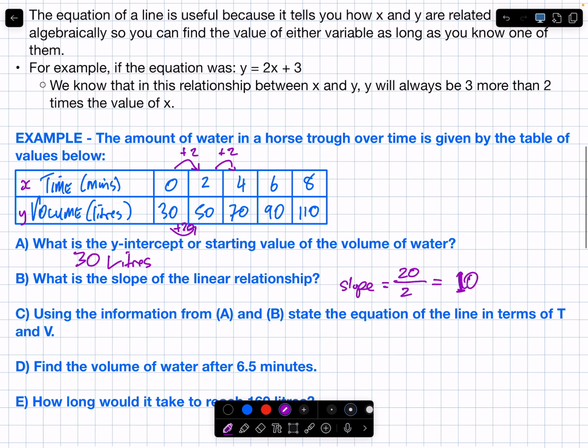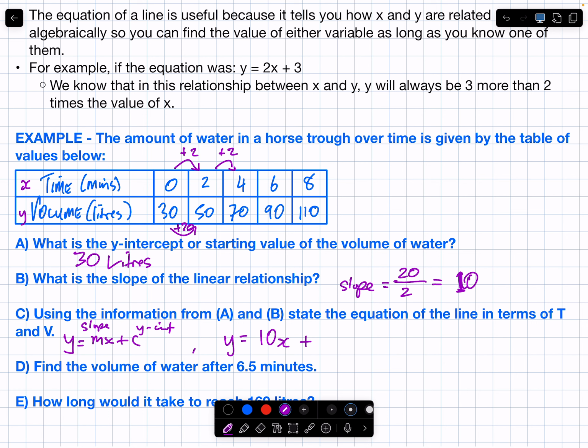Why is it useful for me to find the y-intercept and the slope? Well, I can write the equation of the line straight up, because the equation of the line is y is equal to mx plus c. M is the slope. C is the y-intercept. So replace those things with the info that I've got. Y equals, what did we just work out the slope was? 10. 10x plus, what did we just work out what the y-intercept was?